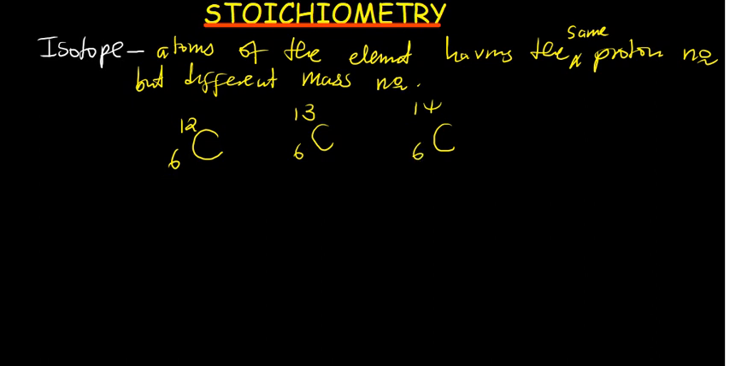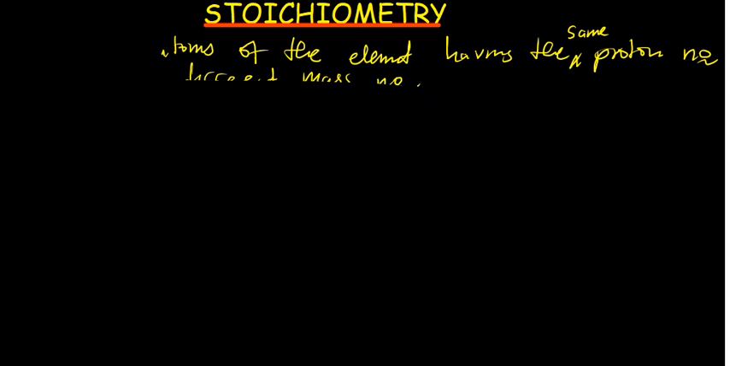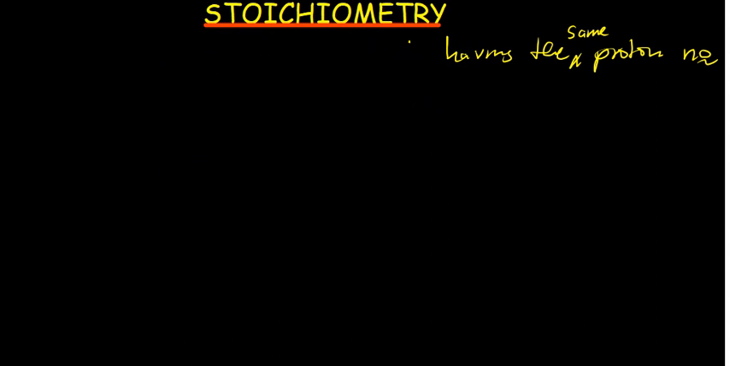Now, how do you get to calculate the relative atomic mass of an element? I'm going to give an example of maybe 2 or 3 elements, how to calculate the relative atomic mass. Before you understand how to calculate the relative atomic mass, you need to understand something which is called the percentage abundance.